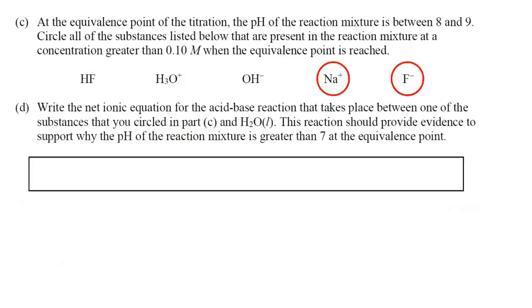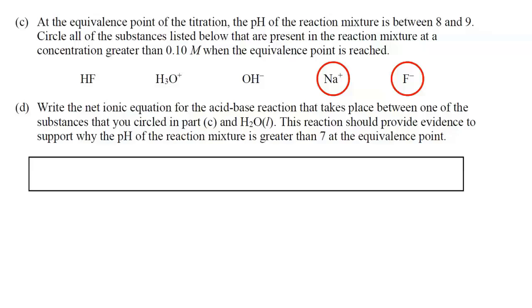So part D says the following: write the net ionic equation for the acid-base reaction that takes place between one of these substances that you circled in part C and water. This reaction should provide evidence to support why the pH of the reaction mixture is greater than 7 at the equivalence point. So is it sodium plus, or Na plus, or is it fluoride minus, F minus? Which one of those ions is going to behave as a base at the equivalence point?